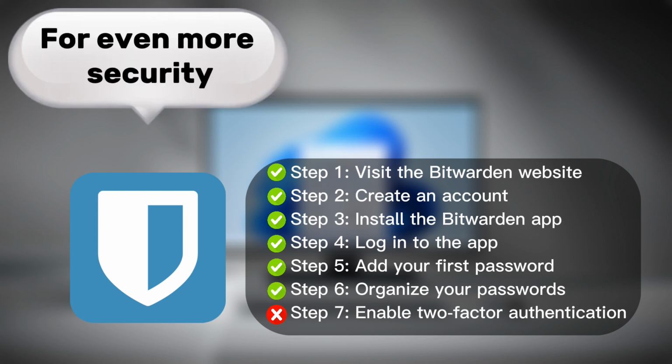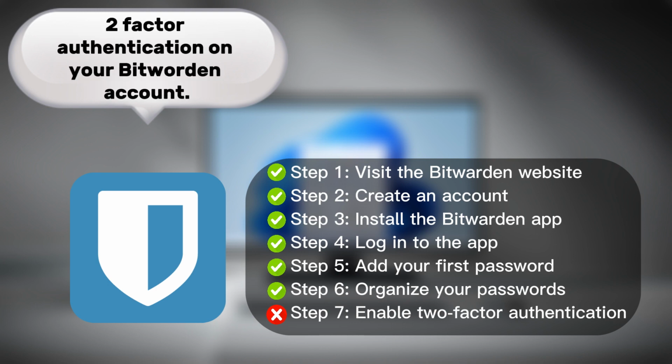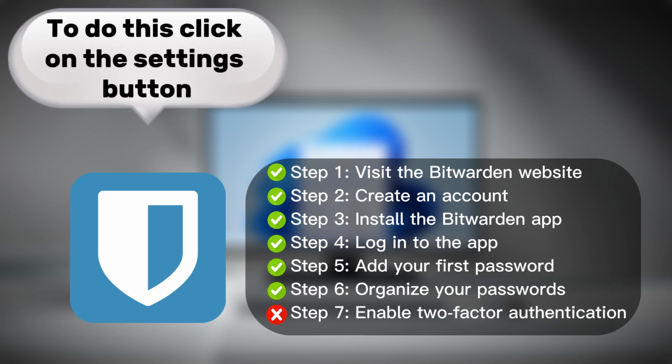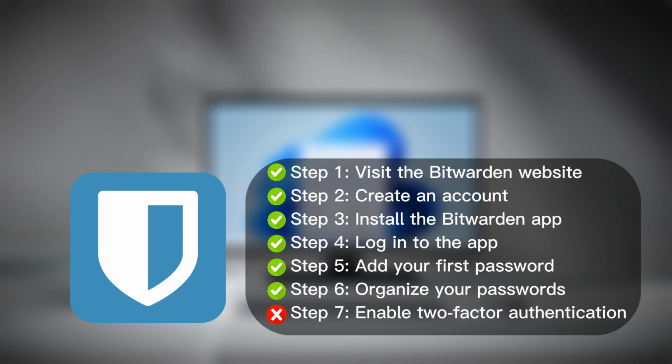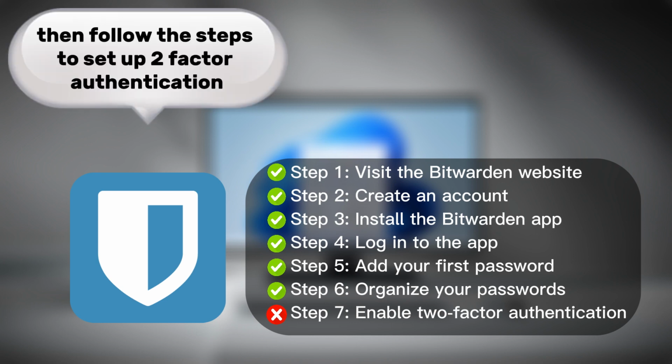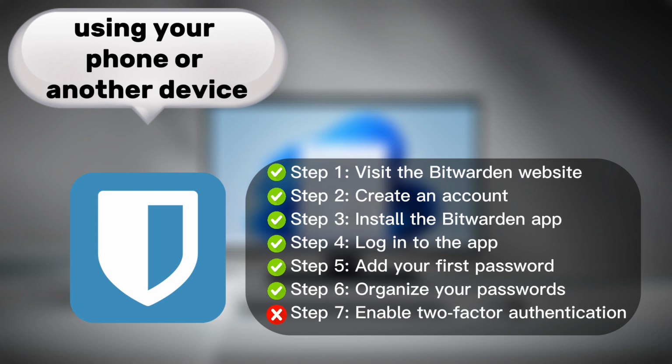For even more security, you can enable two-factor authentication on your Bitwarden account. To do this, click on the Settings button and choose Security. Then, follow the steps to set up two-factor authentication using your phone or another device.